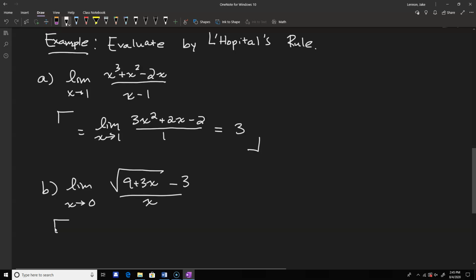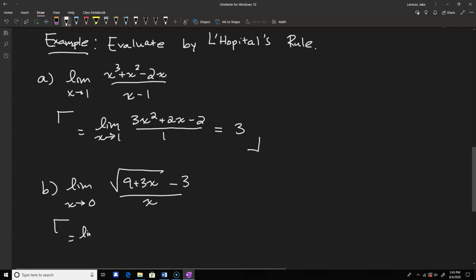Furthermore, this is one that maybe we could have done in the past using a conjugate rule, but perhaps it's going to be easier to just apply L'Hopital's rule as we saw before. So let's see how to do that.